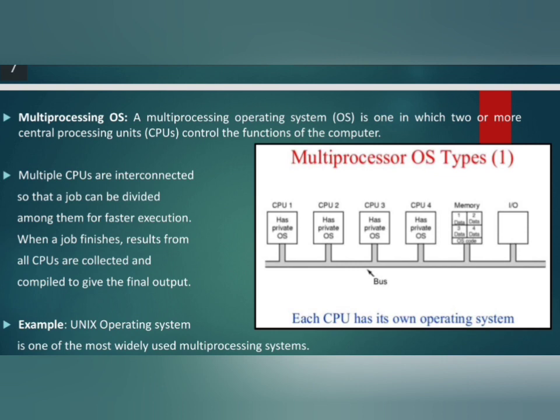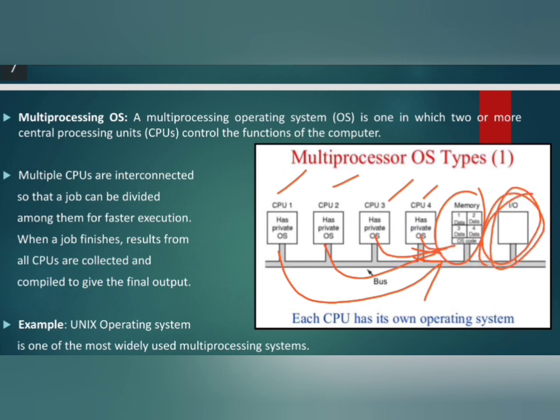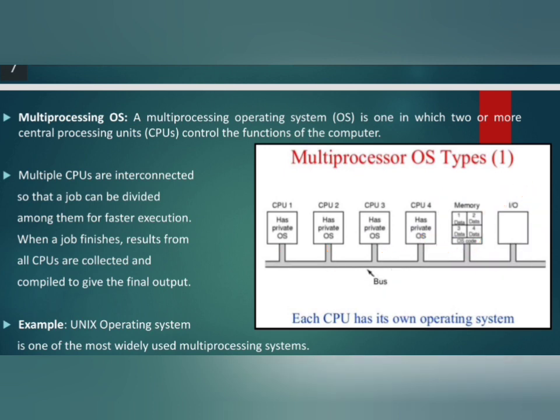So in simple terms, the job is divided among different CPUs for processing, and once the processing is done, the result is collected from each CPU, and finally the output is provided. As an example, you can see the Unix operating system, which is the most widely used multiprocessing operating system.